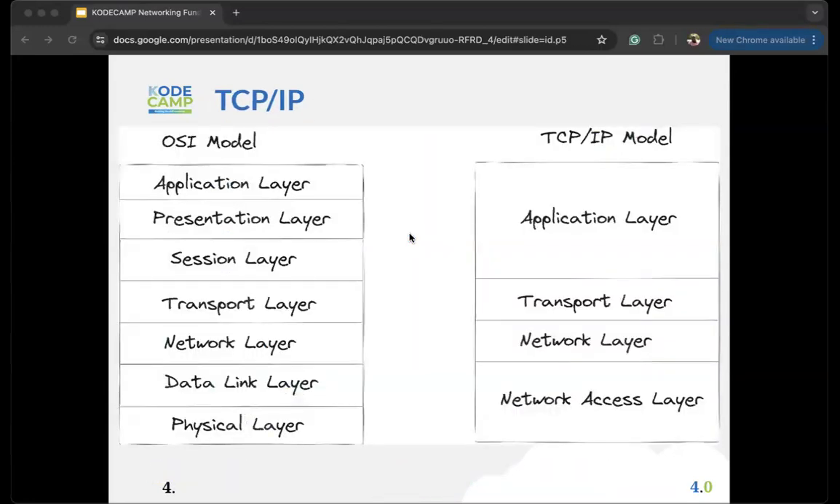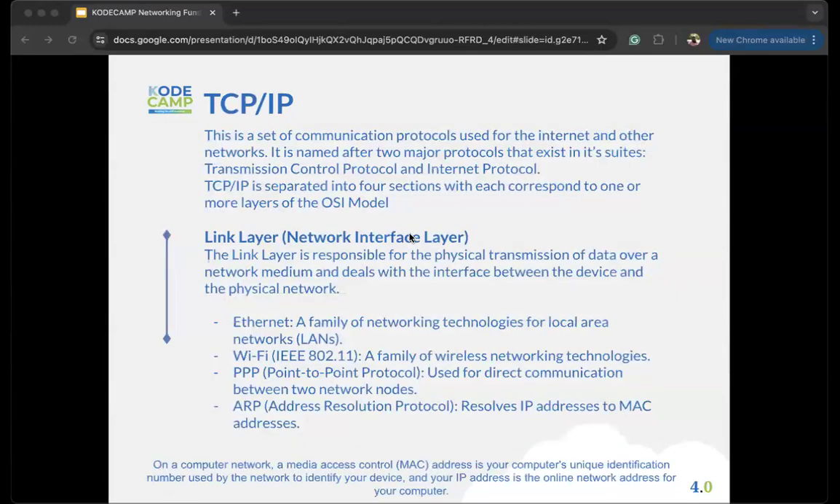So the network interface layer, which is also the network access layer here, is responsible for the physical transmission of data over the network medium. Things like your physical connections, Ethernet cables, wireless connections, and the Address Resolution Protocol, which resolves IP addresses, which are the addresses of your resources on the internet, to the MAC addresses, which are the addresses of your specific computers on your network.